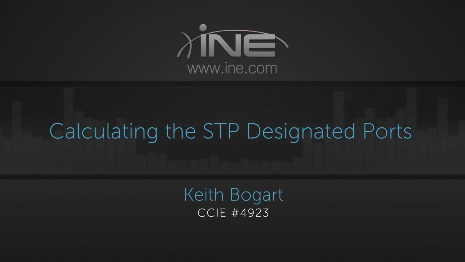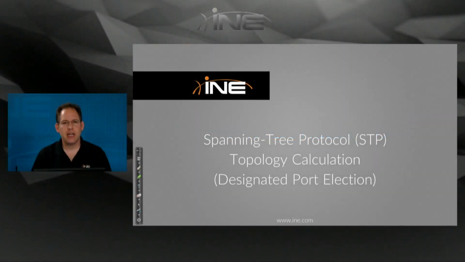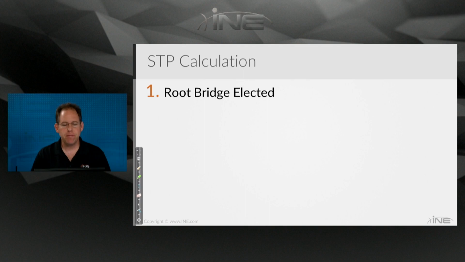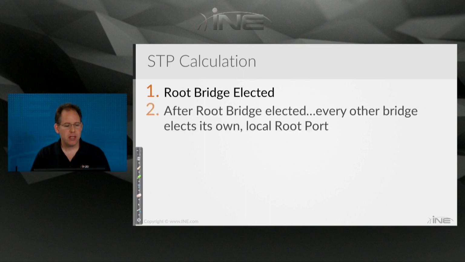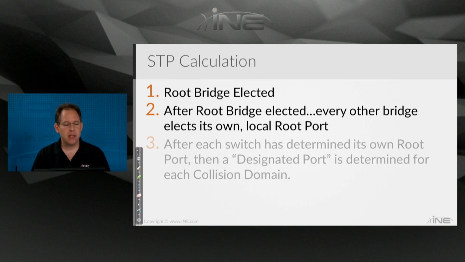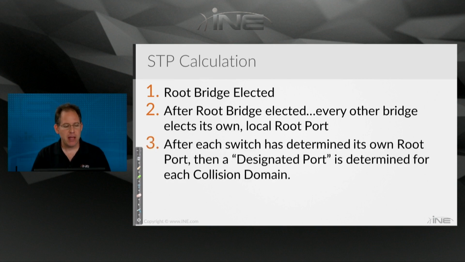So let's do a review so far of the steps that we've encountered in creating our spanning tree. Step number 1, we need to figure out who the root bridge was. Step number 2, on every switch that was not the root bridge, we had to select something called a root port. And now in step number 3, after each switch has determined its own local root port, then a designated port is determined for each collision domain.